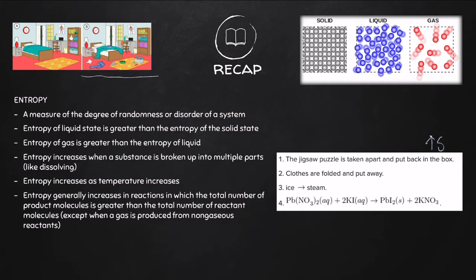Clothes are folded away. That would decrease entropy. So we're putting some energy in there to create some order. We have a decrease in entropy. Ice to steam, so we're going from a solid to a gas. We have a massive increase in entropy there. And at the bottom here, we've got 2 solutions and we are forming 2 solids. So we are creating order. We would have a decrease in entropy in that particular equation at the bottom.